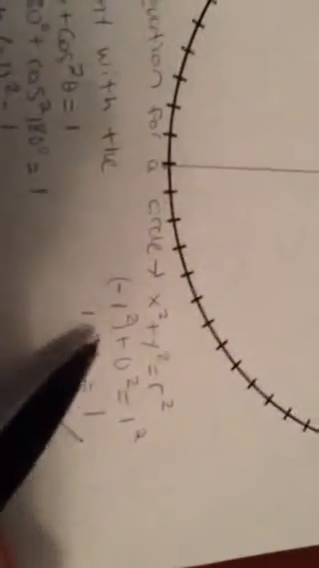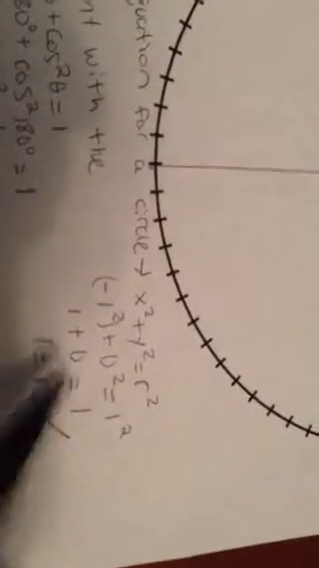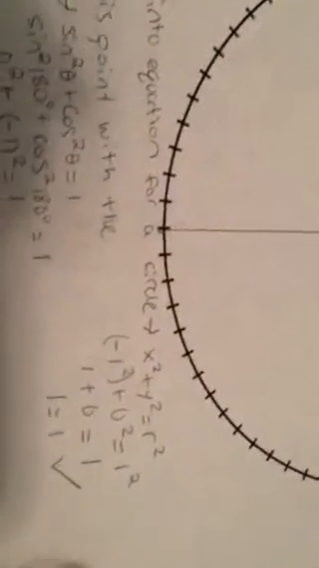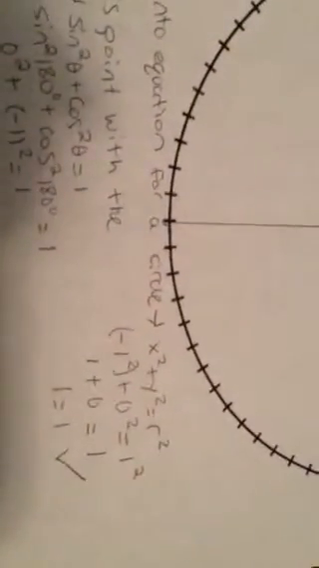Now let's give an example to make sure this is right. We're going to plug the point (-1, 0) into the equation for a circle. When you do that, you get this here. -1 squared plus 0 squared equals 1, 1 plus 0 equals 1, and 1 equals 1. This point works. Now, let's do the same thing, but this time using the Pythagorean identity.